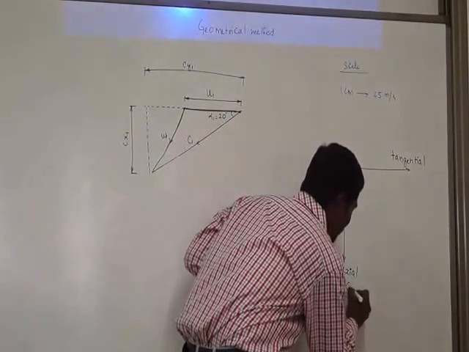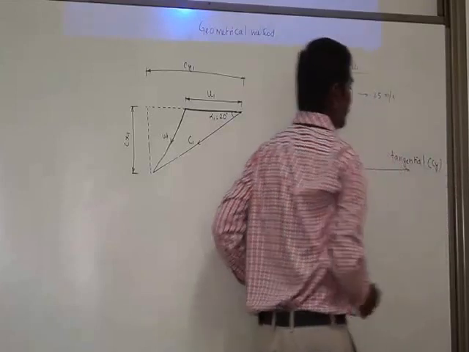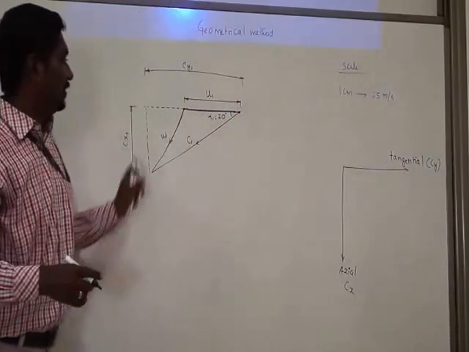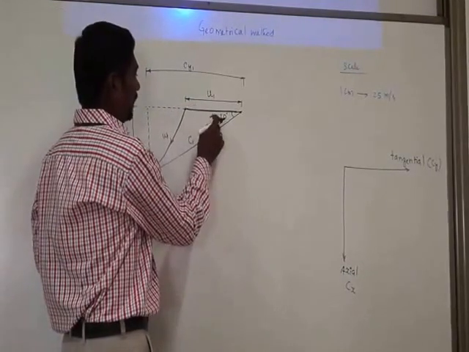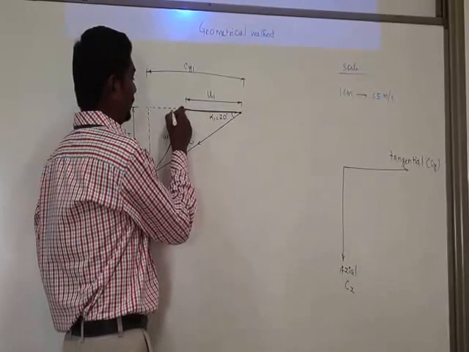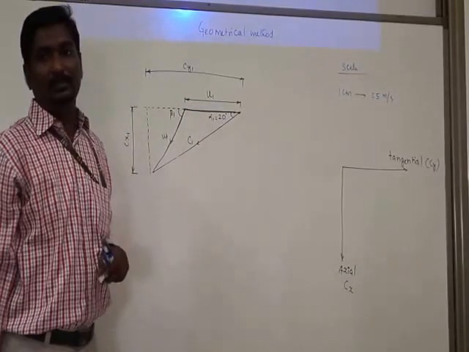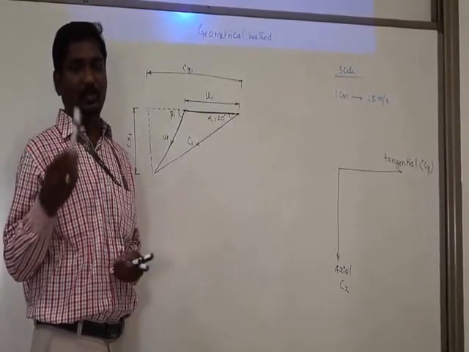Axial is given by Cx, tangential is given by Cy. Okay. So with this we complete the inlet velocity triangle. Also α1 refers to the nozzle angle. So blade angle at the inlet is given by β1. Okay. This completes our inlet velocity triangle for the first row of the moving blade.